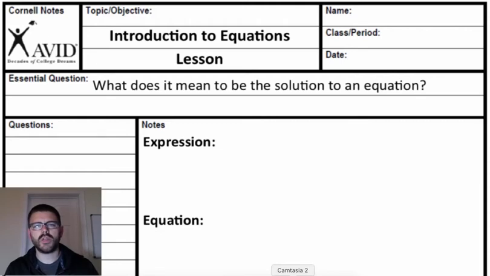Welcome to our unit on equations. This is our first lesson, our introductory lesson. We're going to start with two vocabulary terms. An expression, you'll remember that from earlier in the year. We did things like distributive property and combining like terms and that kind of stuff.